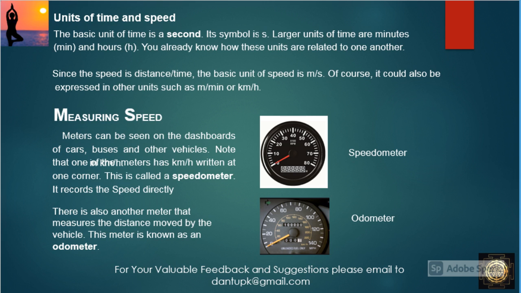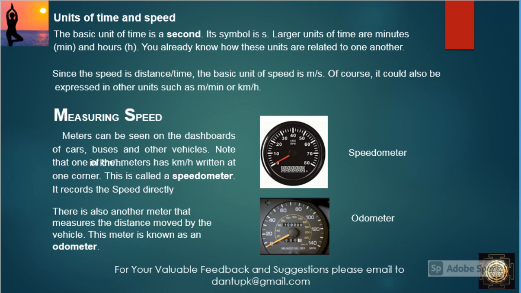Units of time and speed. The basic unit of time is a second. Its symbol is s. Larger units of time are minutes and hours. We all know that 1 hour is equal to 60 minutes and 1 minute is equal to 60 seconds. What would be the basic unit of speed? Since the speed is distance per time, the basic unit of speed is meters per second. Of course, it could also be expressed in other units such as meters per minute or kilometers per hour.